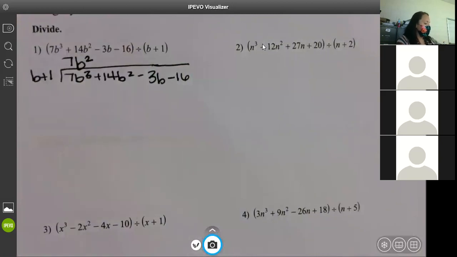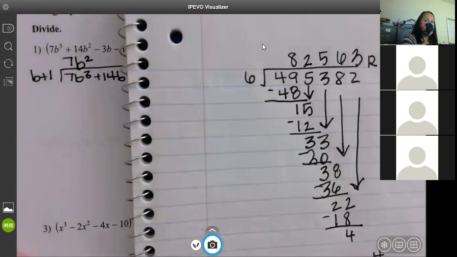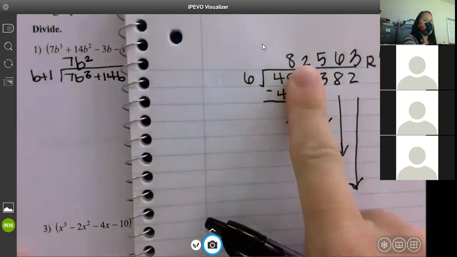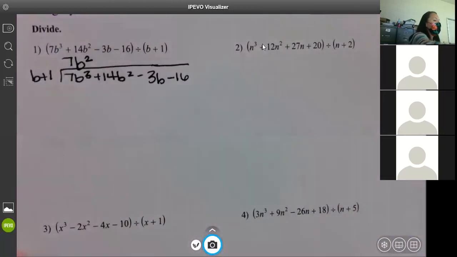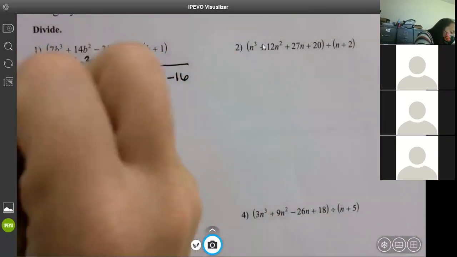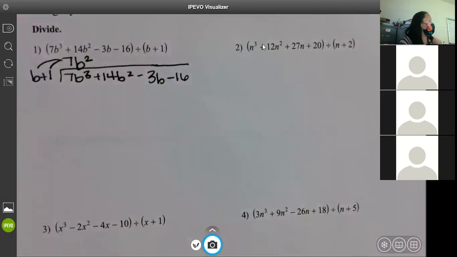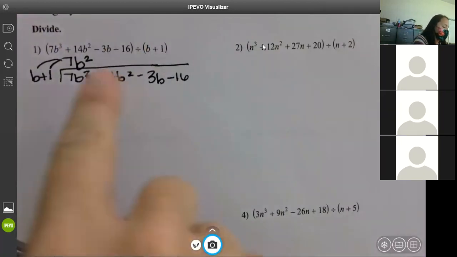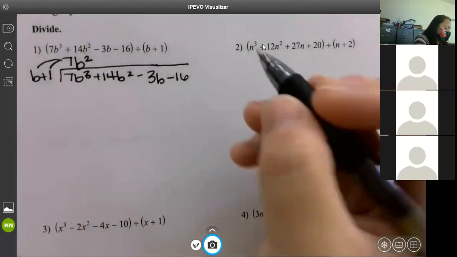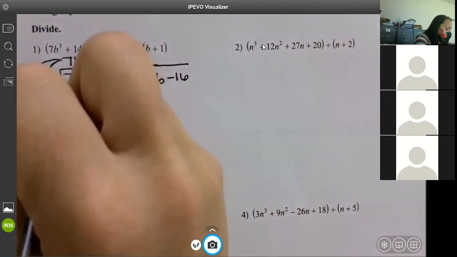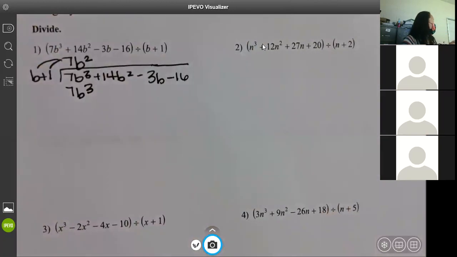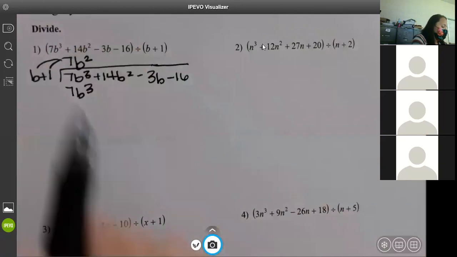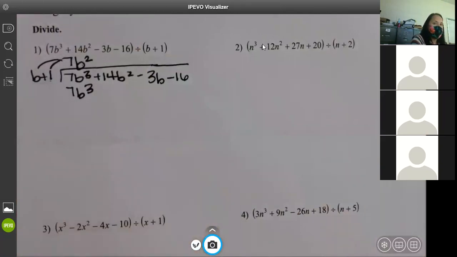So just like on our long division, we got 8. What do we do after we got 8? We multiplied it by 6. We're going to do the same thing, but you're multiplying it by both. Okay, multiply by both. So what is 7b squared times b? 7b cubed. Which is exactly what we want because we want it to cancel out. Remember that. So they should be exactly the same. If they're not, you need to fix it. What is 7b squared times 1?